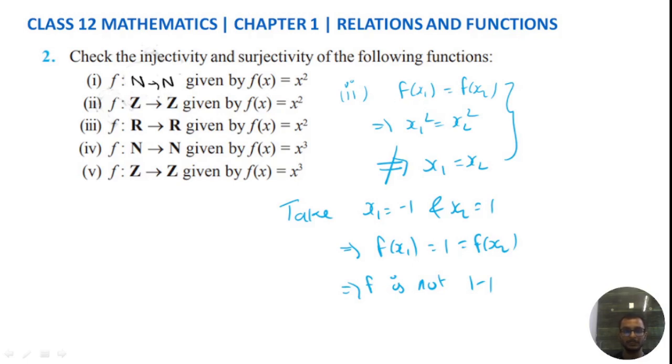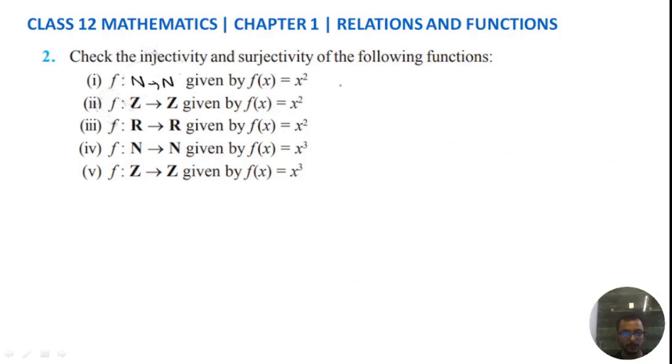Now as we did for the first part, it will not be onto. Take again y as 3, there does not exist any x such that f of x equals 3, because no integer's square is 3. Next, let's move to the third question, that is R to R. In that, let's see whether it is 1-1 or not.